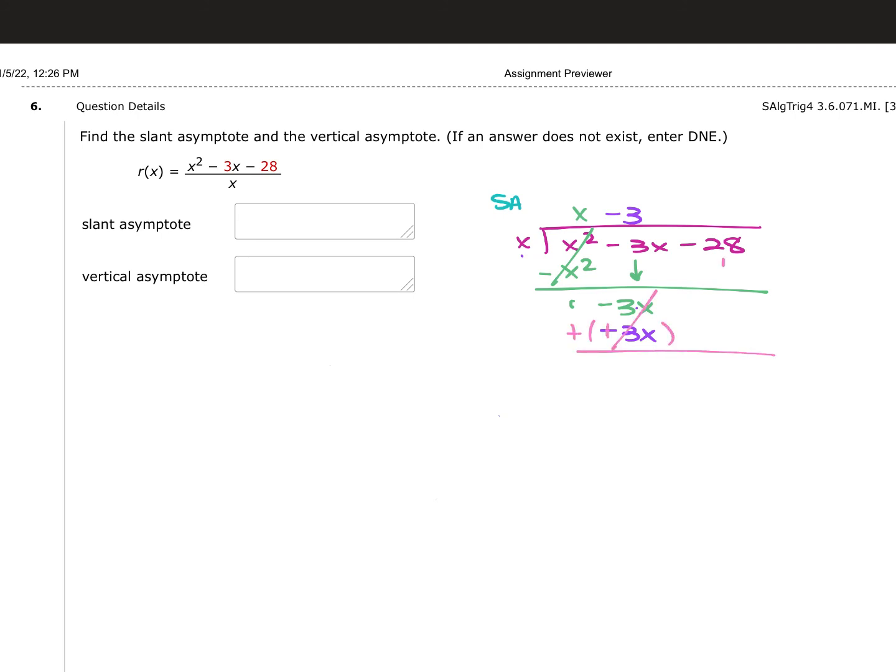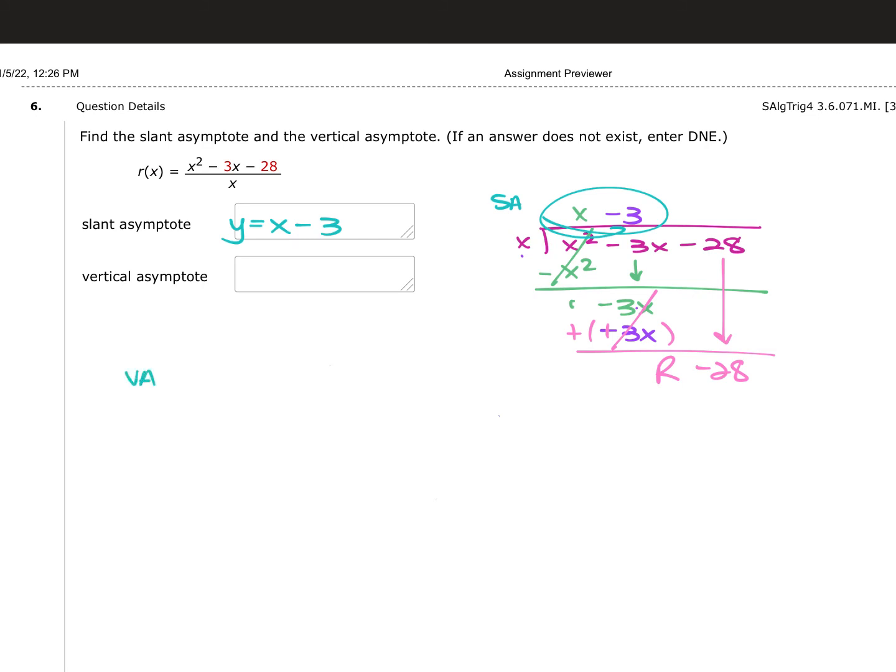So those cancel. You drop down the -28, and that is your remainder. You do not need your remainder for this. It is just the x minus 3 that you are going to keep for that slant asymptote. And you set that equal to y, and then you're done.